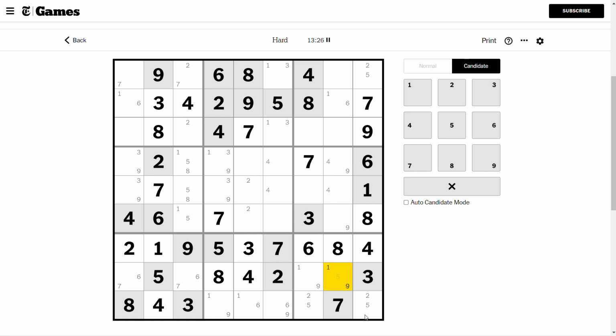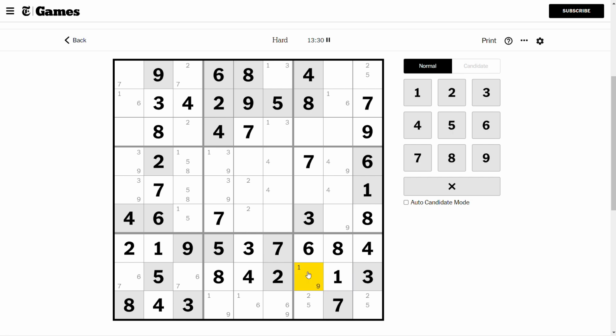So 9 is eliminated from this cell because it now sees the 9 from here. So this makes this a 1 and this a 9. These ones point up to force the digit 1 into this cell in block 3, which makes this cell a 3 and this cell a 6. This cell a 1.